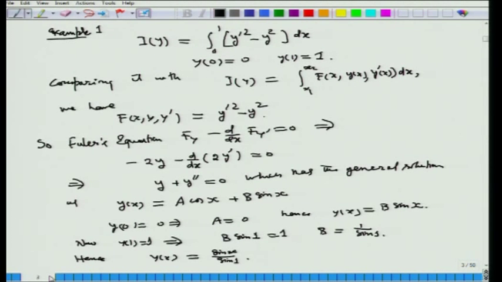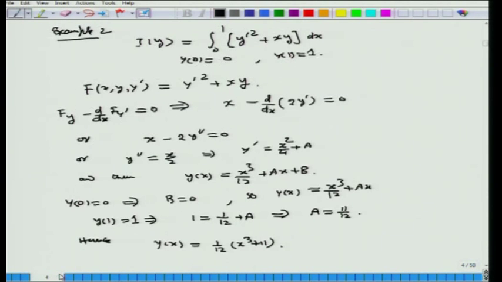So y(x) is the solution of this differential equation y plus y double prime equal to 0, given by a cos x plus b sin x. The given conditions then imply a equal to 0 and b equal to 1 over sin 1, and so we get as extremal y(x) equal to sin x by sin 1.